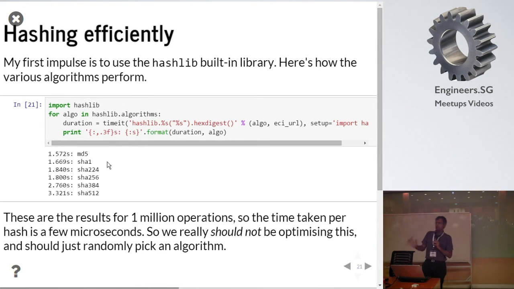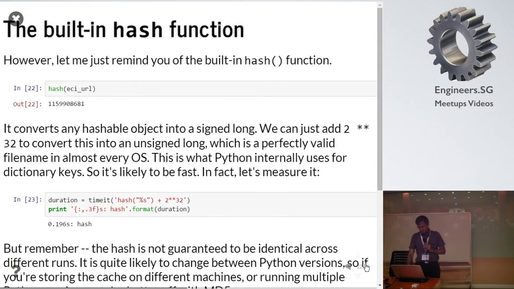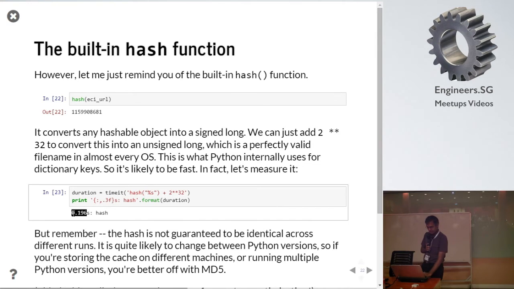So you'd say, I should probably go in for MD5, because as long as the likelihood of collision is small, I mean, we're not going to be scraping so many files that MD5 itself gets into a collision space. So MD5 is probably what I should be going to. But is there something faster than this? Well, what about the built-in hash function? Hash of any object returns a unique number, and this is something that I could use, and it's significantly faster than MD5. In fact, it's almost 8 or 10 times faster than MD5. This whole thing takes only 0.196 seconds.